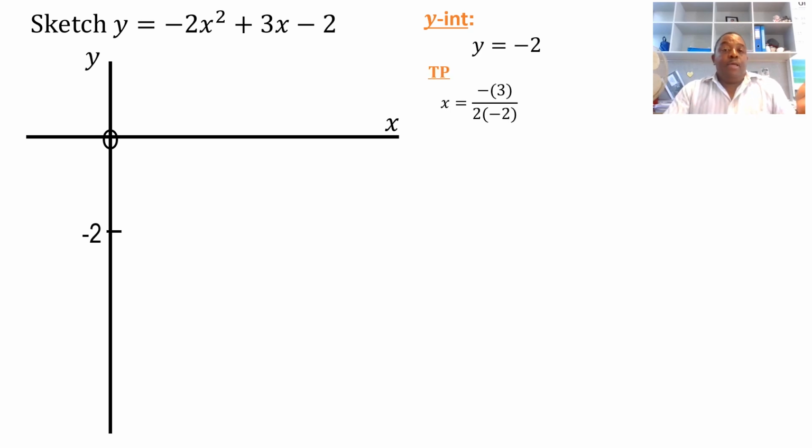Now, we are not able to see the coordinates of the turning point like we did with the graph that had a turning point form.